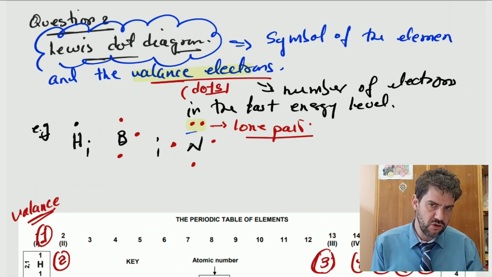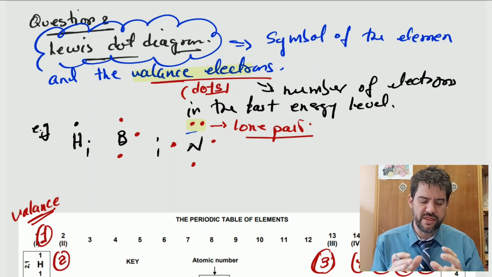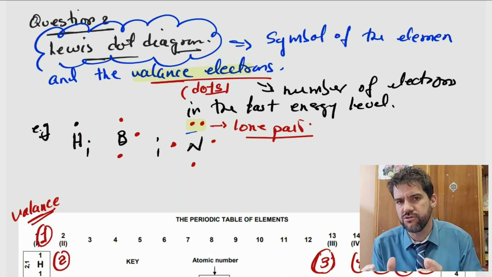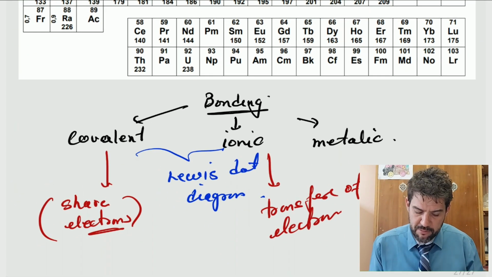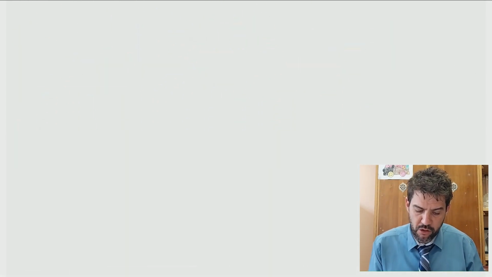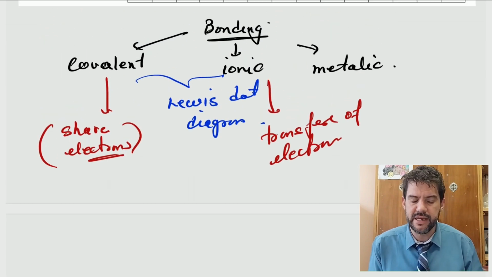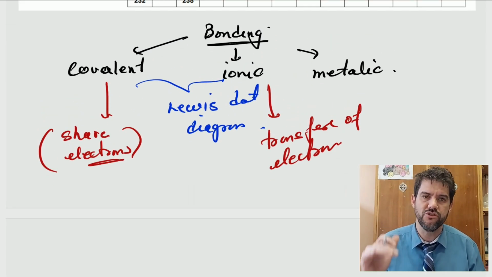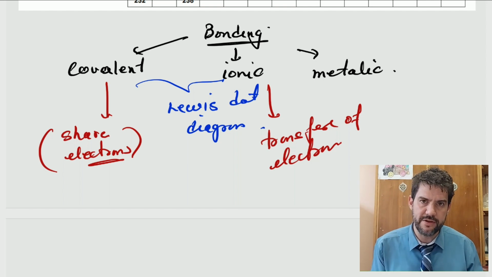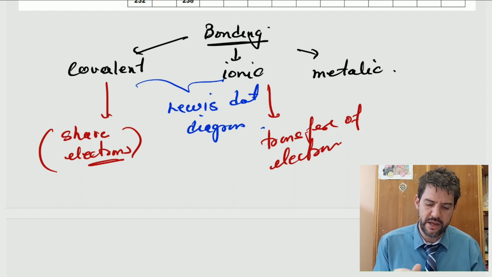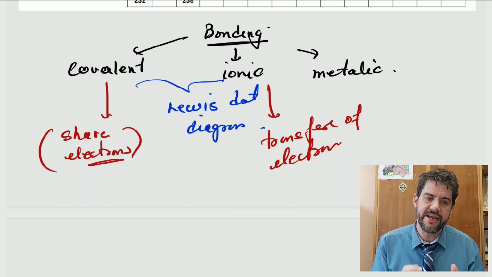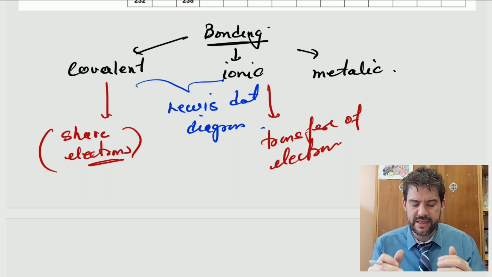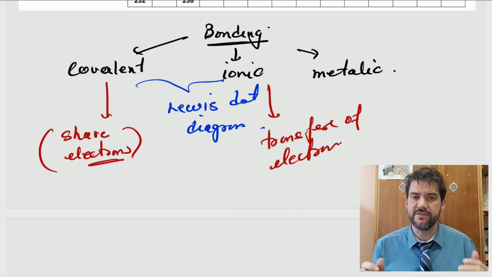First, Lewis dot diagram is a symbol with the valence electrons represented with dots. We have different types of bonding, covalent and ionic, and for both of them we must be able to draw the Lewis dot diagram. Now, you need to have in mind what happens when it's covalent and what happens when it's ionic. In a covalent bonding, there is going to be a sharing of electrons. In the ionic bonding, there's going to be a transfer of electrons.